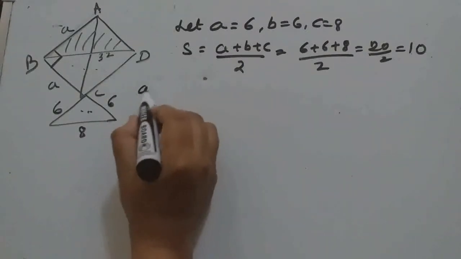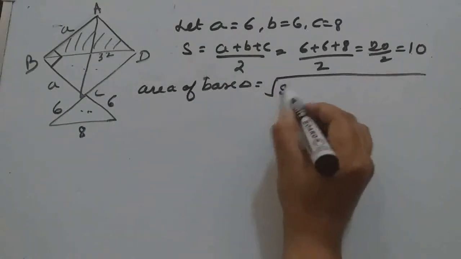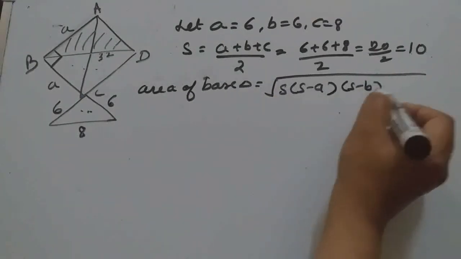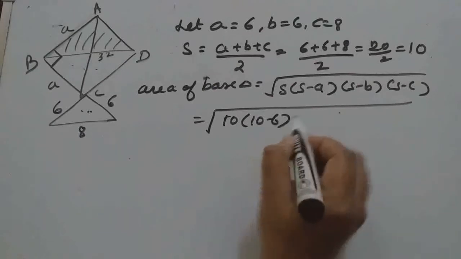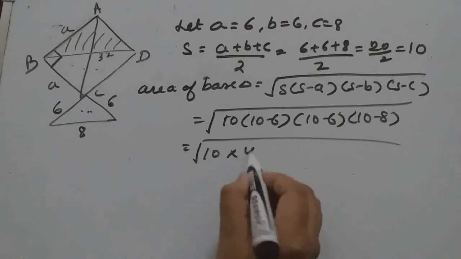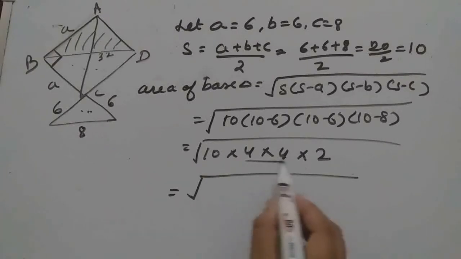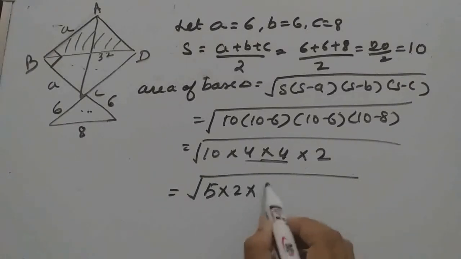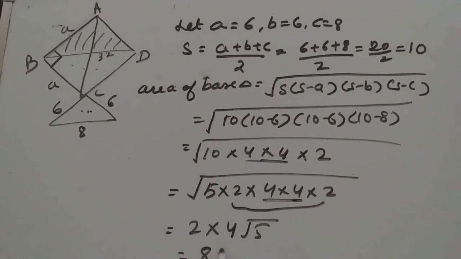So area of the base triangle will be root of S into S minus A, S minus B, S minus C. So 10 minus 6, 10 minus 6, 10 minus 8. So 10 into 4 into 4 into 2. This 10 we can write 5 into 2. 4 into 4 same. See, this 4 has a pair and 2 has a pair. So 2 will come out, 4 will come out, root 5 will remain. So the answer will be 8 root 5 centimeter square.